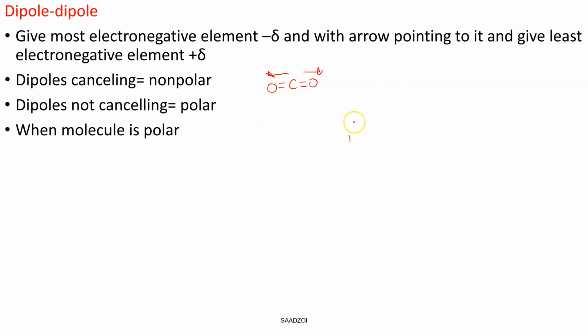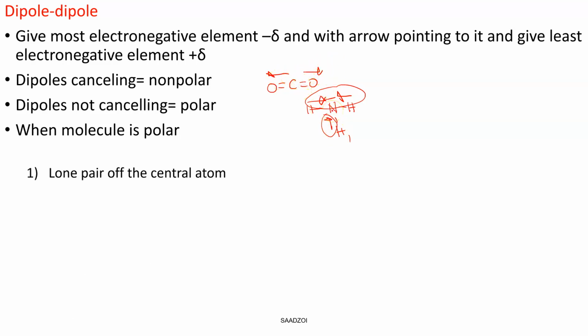Polar, on the other hand, means dipoles don't cancel. So when would that happen? Well, let's say we do an H3. You see how here the dipole goes this way, and it goes this way. So these two can cancel each other out, right? But what's going to cancel this one out? Nothing. So because it's not symmetrical, meaning there's nothing to cancel out this H, we have a polar molecule. So when they can cancel each other out, nonpolar. When they can't, it's polar.